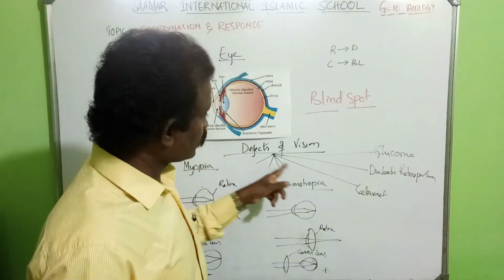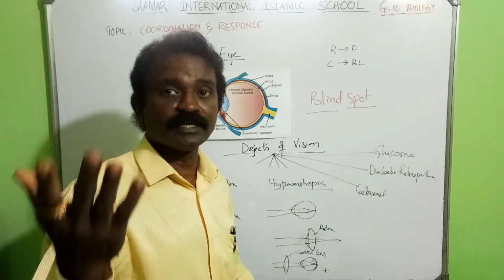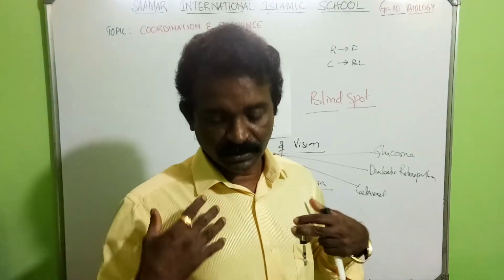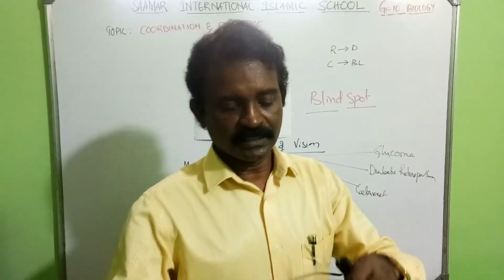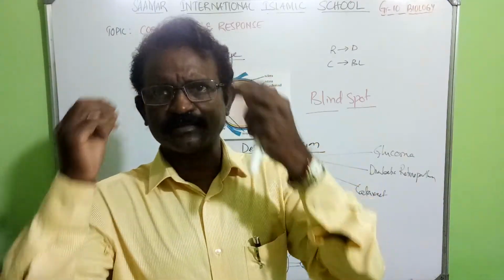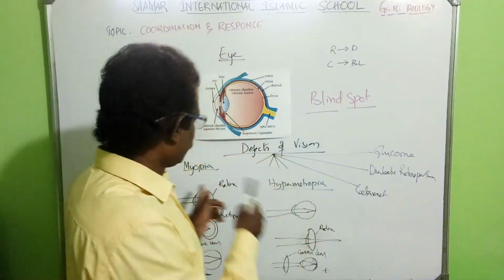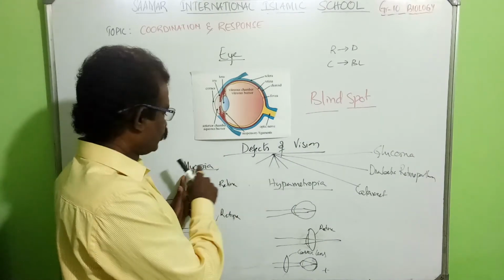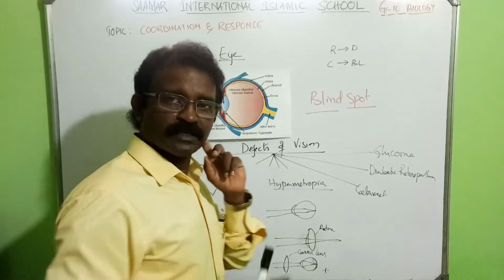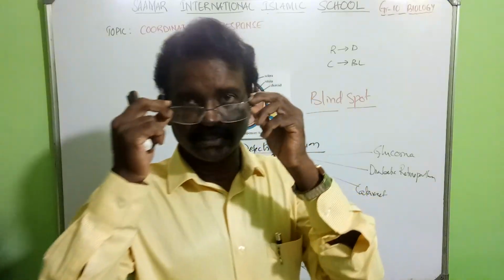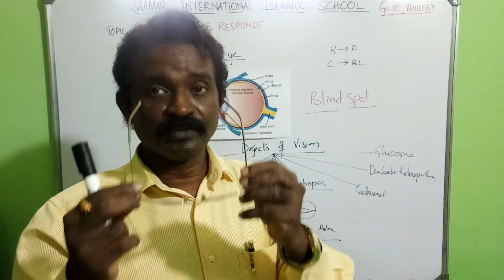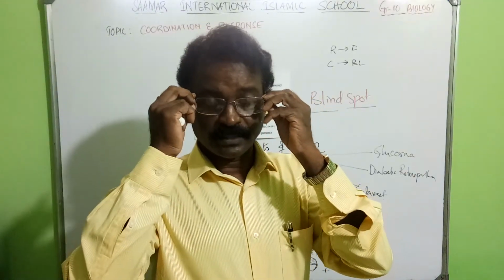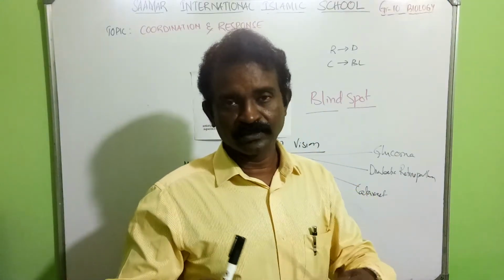Okay. The next one is called presbyopia. Who will get it? The people who are 40 years and above. I am getting that. So I have this. See, I am wearing these specs. This is called presbyopia. That means I have both defects, myopia as well as hypermetropia. The people who are at the age of 40 years and above will get this.